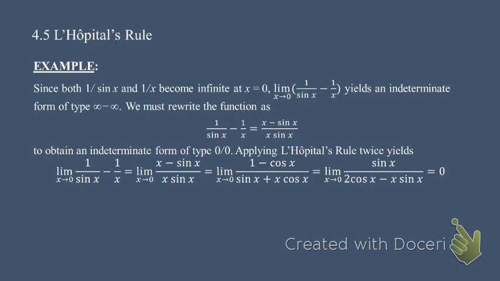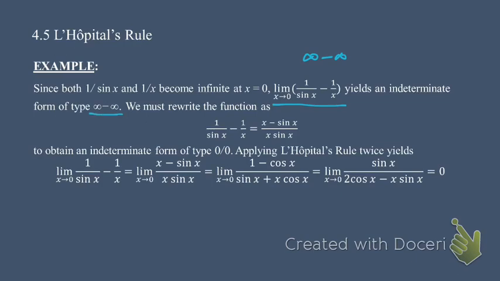Let's look at this limit here. The limit as x approaches 0 of 1 over sine x minus 1 over x. If I plug in the 0, I actually get something in the form of infinity minus infinity. Now keep in mind, when I have infinity minus infinity, this is not one of my forms to use L'Hopital. It is indeterminate, but it is of this form here.